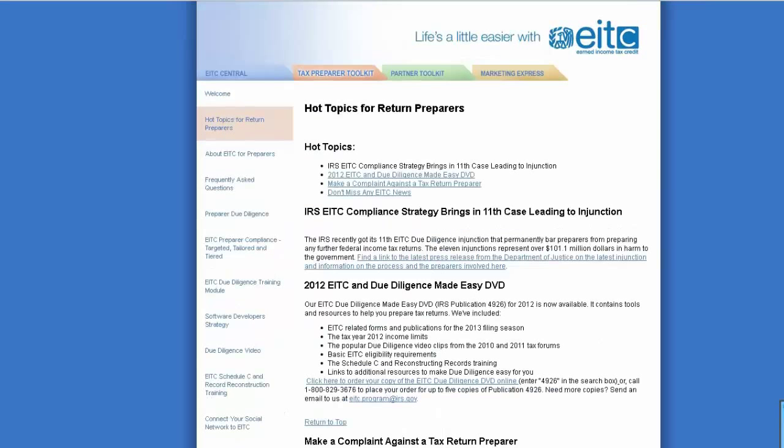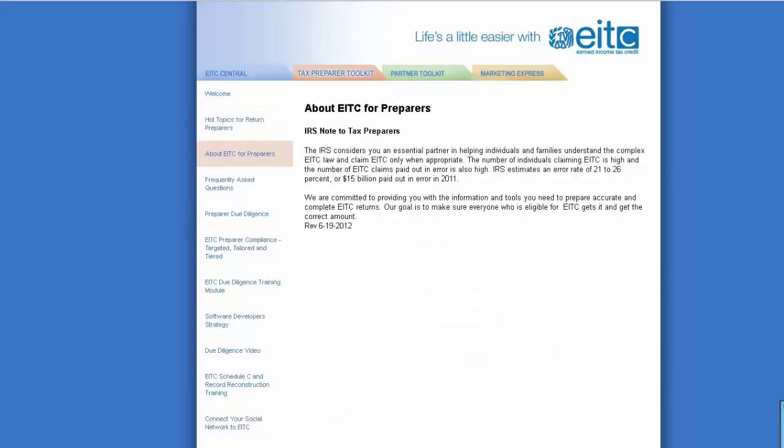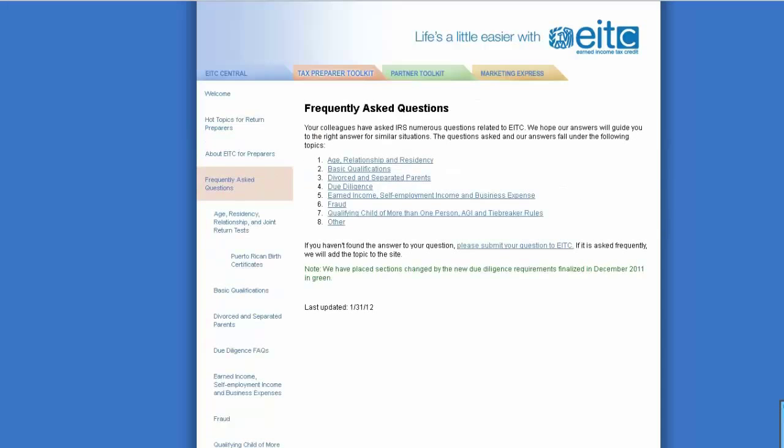All of the information contained on this particular page is geared towards tax professionals and is aimed at two things. One is making sure that tax professionals understand their due diligence requirements. And the other is providing education on what the rules for the earned income credit are. And if you land on the page, you will see instructions on how the earned income credit works. In other words, what's it about? It'll provide information on frequently asked questions, essentially taking you through the earned income credit tests. And you can see here we've got the age, relationship, and residency rules, basic qualifications, and there's even a page here for divorced and separated parents.